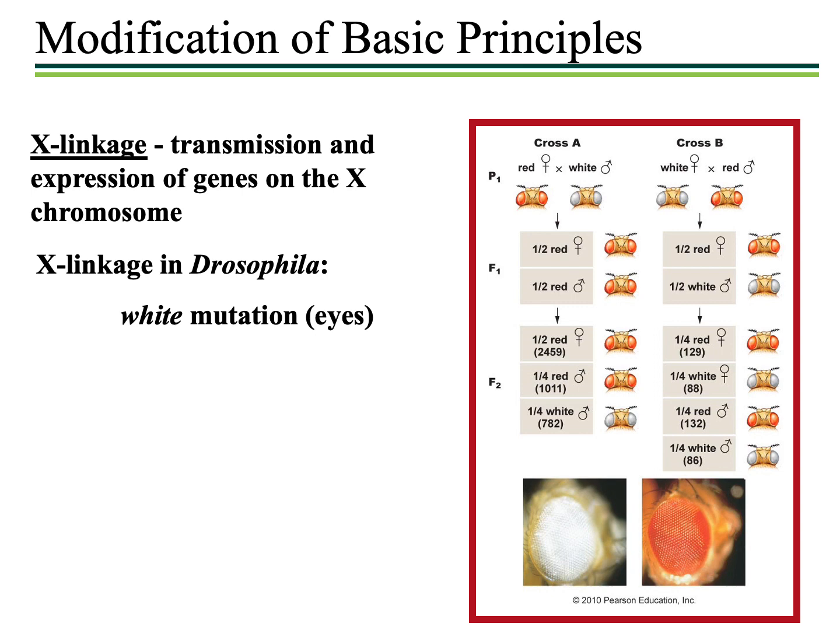So the first example of a modification is something referred to as X linkage. This is the transmission and expression of genes located on the X chromosome. The classic example of X linkage is seen with this particular slide, or the figure on this slide, dealing with Drosophila and eye color. In Drosophila, the wild type eye color is red, and there is a mutation that allows for white eyes to be produced. Now, it turns out that this gene for eye color is located on the X chromosome.